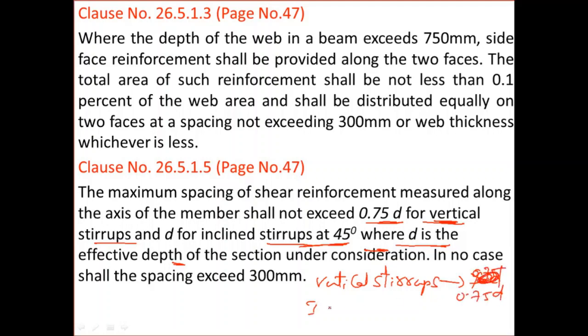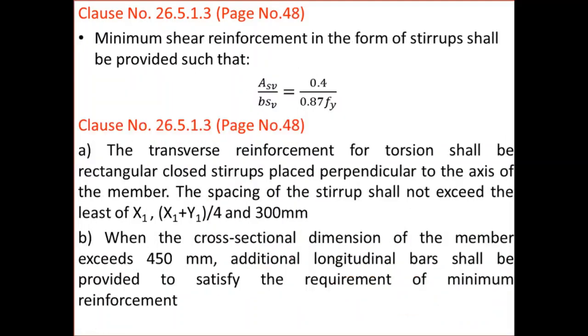0.75 d. For inclined stirrups, it should not exceed how much? It should not exceed d. Now, in no case, whether it is the vertical stirrups or inclined stirrups, the spacing cannot exceed 300 mm. It should not exceed 300 mm.